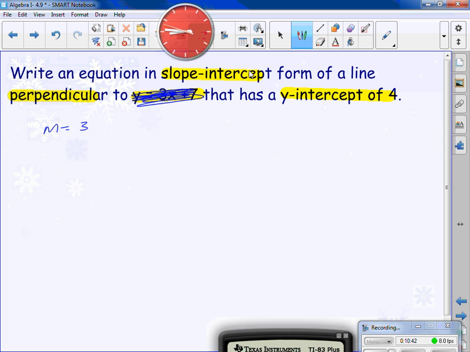I'm trying to find perpendicular. Perpendicular means opposite reciprocals. So the opposite of 3 is negative, the reciprocal is 1/3. So I'm done. I already know this point then. It has to be in slope-intercept form. This is my y-intercept. Y equals negative 1/3 x plus 4.